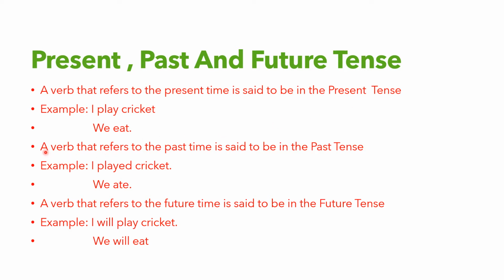The next tense, past tense. A verb that refers to the past time is said to be in the past tense. Example, I played cricket. So played is a verb referring to the past time. So therefore it is in the past tense.